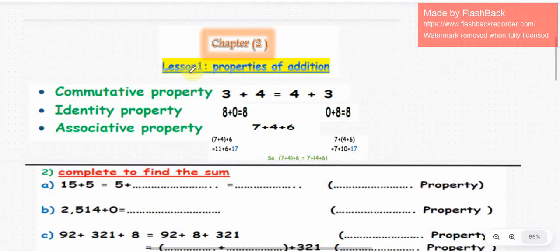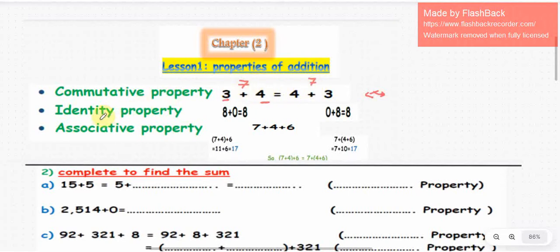Chapter 2, the first lesson, is called Properties of Addition. We have three properties of addition. The first property is called commutative. Commutative means I switch the numbers, like 3 plus 4 equals 7, and 4 plus 3 also equals 7. So when I switch the numbers, it gives me the same answer.